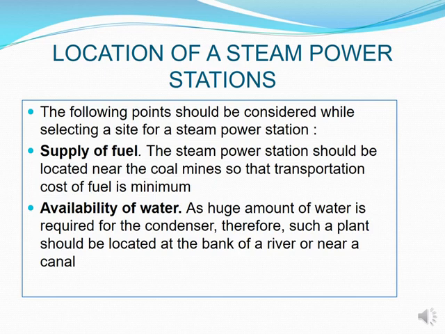The second one is availability of water. Because you are going to use huge amounts of water for the condenser. Therefore, such a plant should be located at the bank of a river or at least near a water canal.